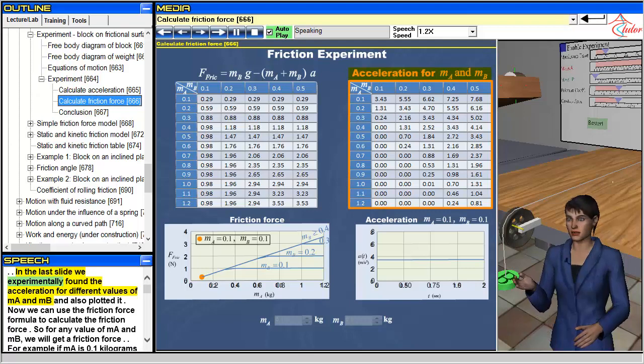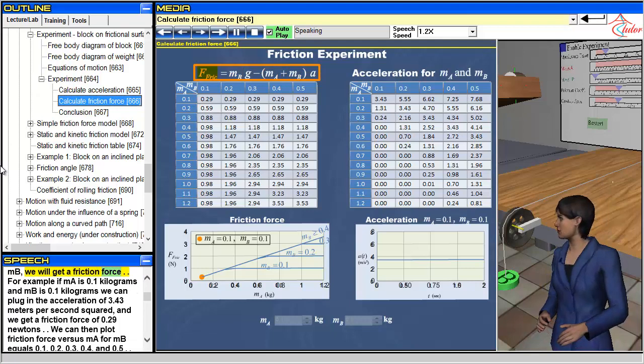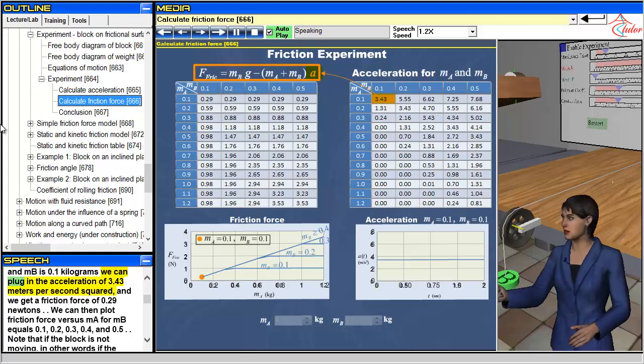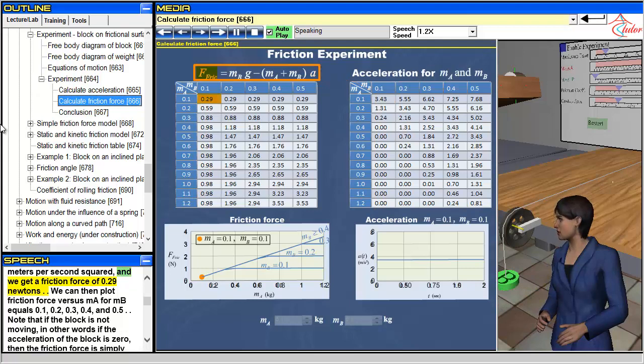In the last slide we experimentally found the acceleration for different values of ma and mb, and also plotted it. Now we can use the friction force formula to calculate the friction force. So for any value of ma and mb, we will get a friction force. For example, if ma is 0.1 kilograms and mb is 0.1 kilograms, we can plug in the acceleration of 3.43 meters per second squared, and we get a friction force of 0.29 newtons.